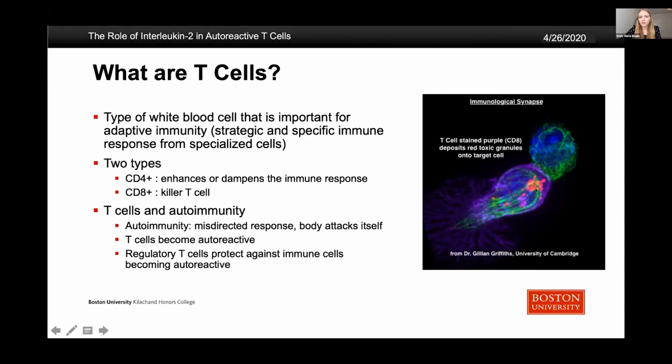and which I have diagrammed over here. So the CD8 T cell is shown in purple, and the way that these T cells work is they release toxic granules into their target cell, which is shown in red here.